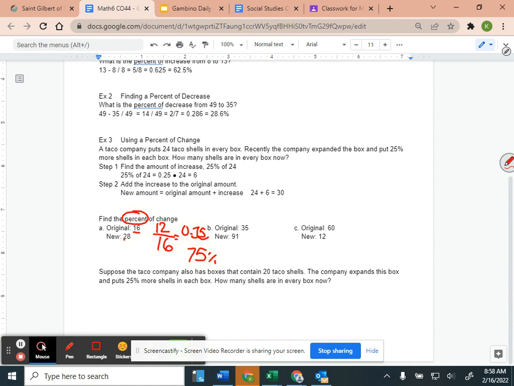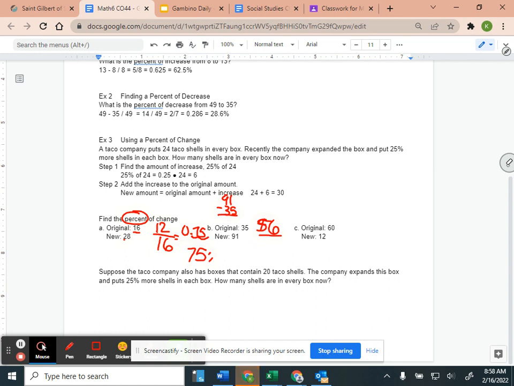Let's look at B. Our original is 35. Our new is 91. What do I do? I'm letting our friends have a chance to think it through. What should I do? Mia. Subtract 91 from 35. Subtract 91 by 35, and what do we get? 56 over 91. 56. And why are we going to put 91 on the bottom? Wait, it's 56 over 35. Why did you change it to 35?